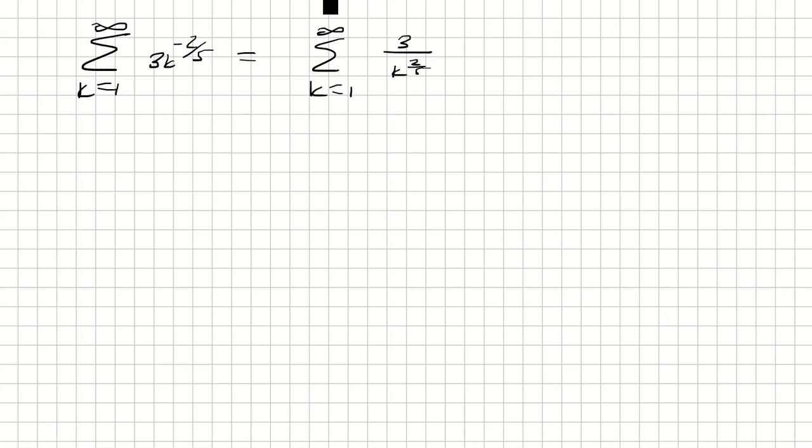The next one we have is a sum from k equals 1 to infinity of 3k to the negative 2 fifths power. I'm going to rewrite this as 3 over k to the 2 fifths. And this is a p series where p is 2 fifths, and it's less than or equal to 1, which means this diverges.